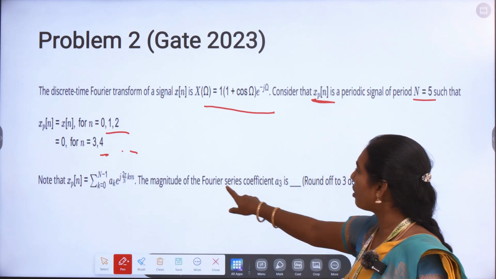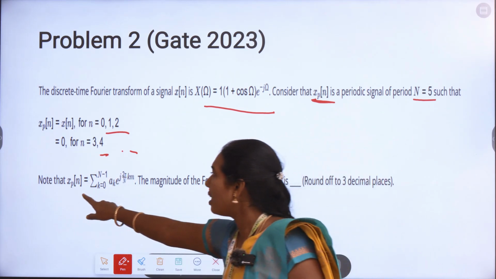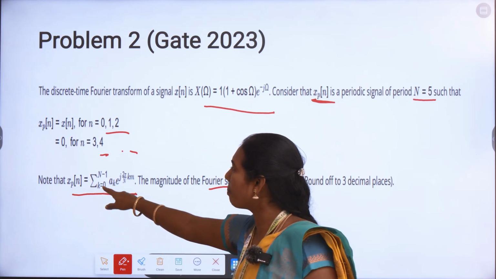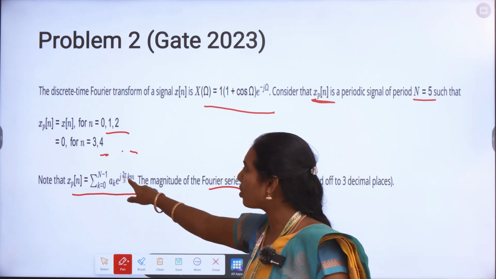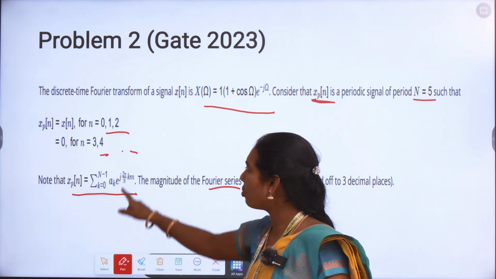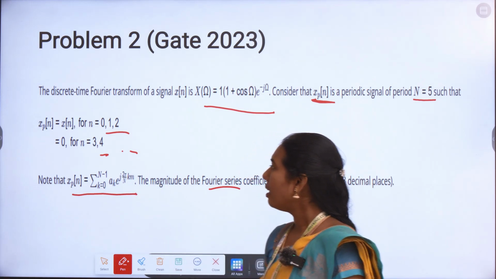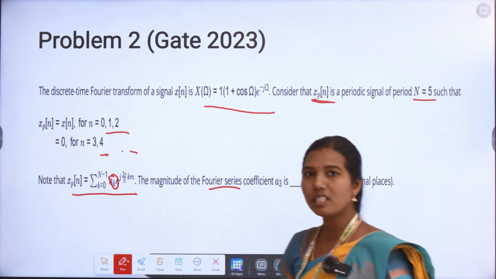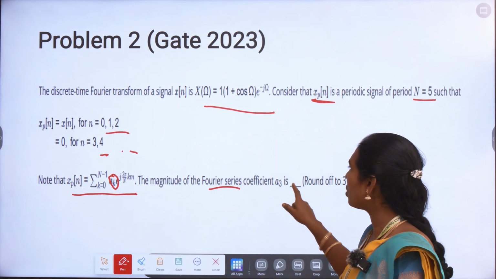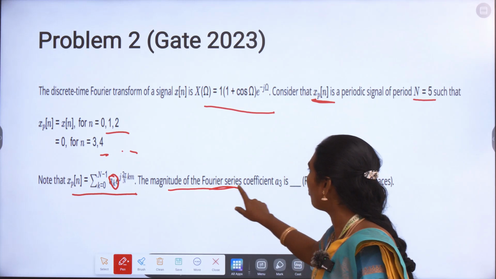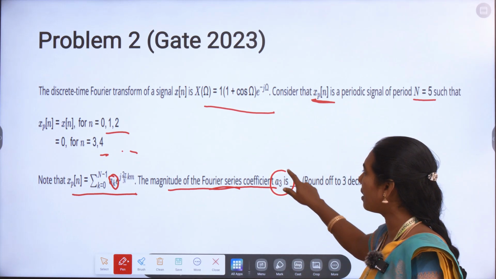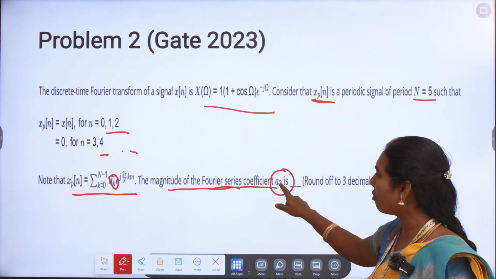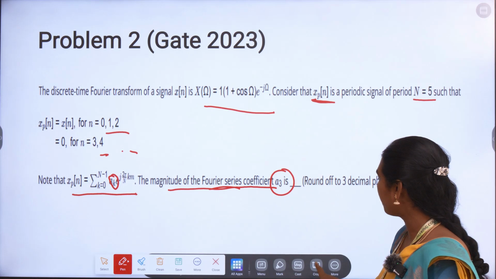So we know that the Fourier series formula is xp of n equal to summation of ak e power j 2 pi by N into kn. Here ak is nothing but the Fourier series coefficients. So the question is to find the magnitude of the Fourier series coefficient a3. So a3 is nothing but the Fourier series coefficient.